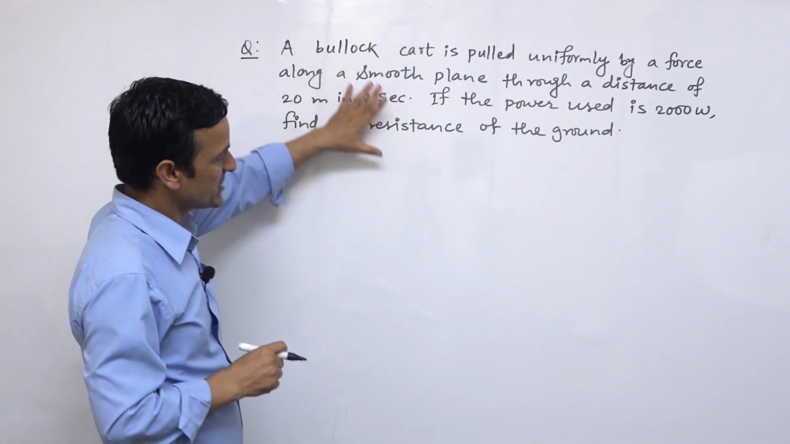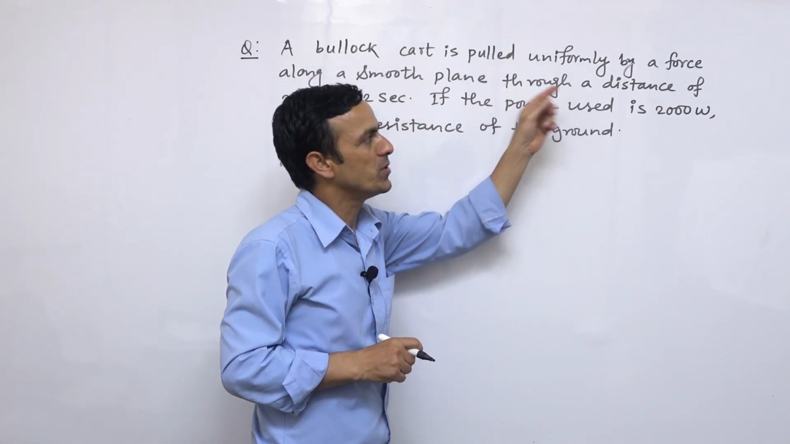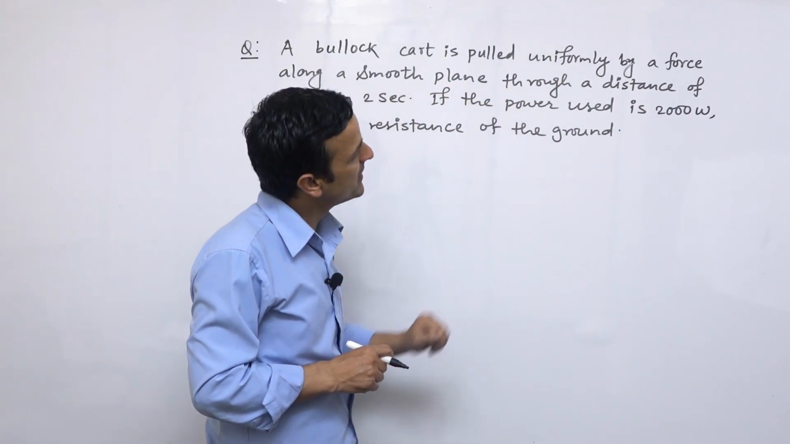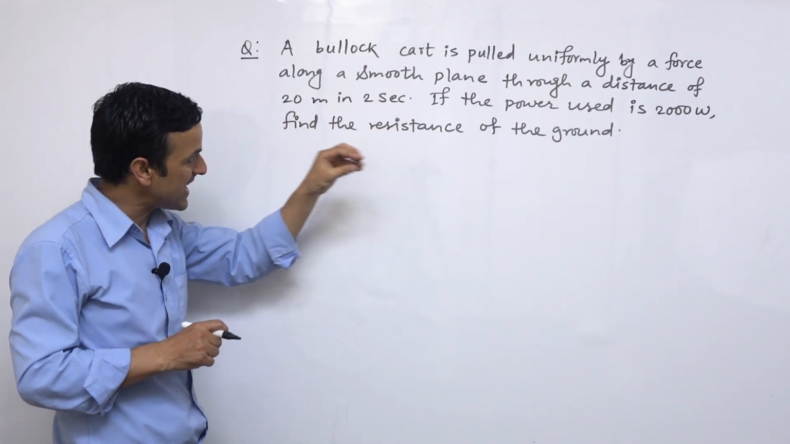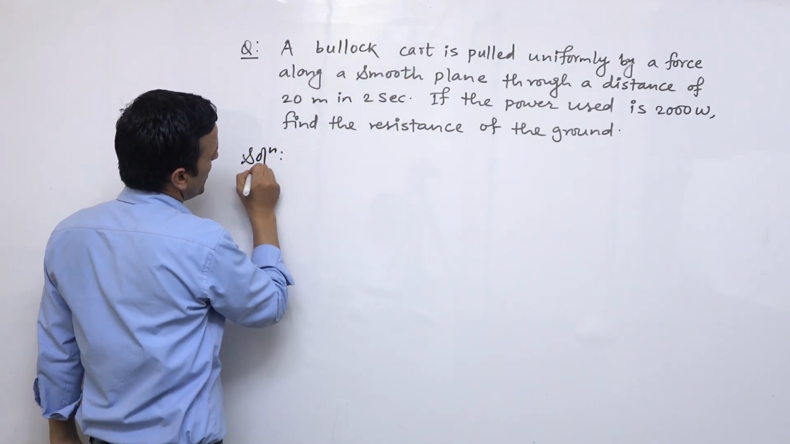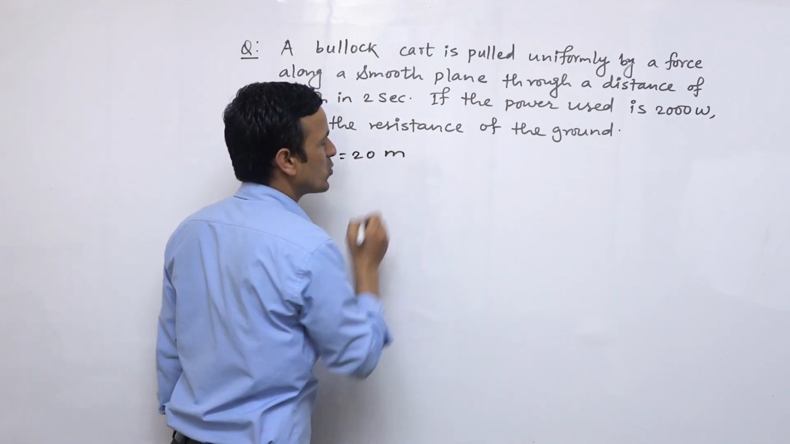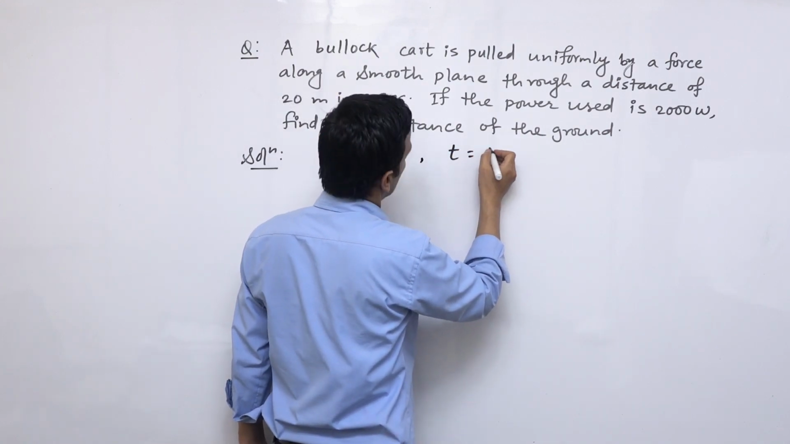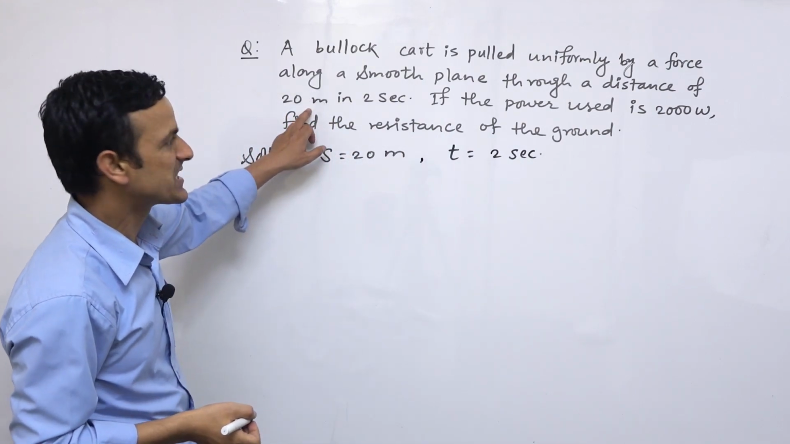Now we are going to deal with this question, and our question is, a bullock cart is pulled uniformly by a force along a smooth plane through a distance of 20 meter in 2 seconds. So write down this question. So this is the distance. So write down s is equal to 20 meter and 2 seconds means it is the time taken by this bullock cart. So 2 seconds is the required time to move this distance.